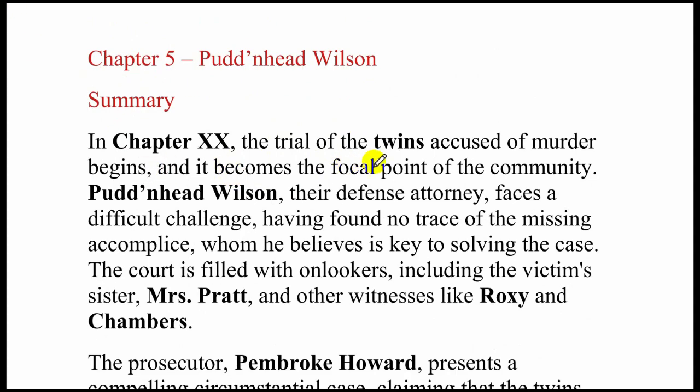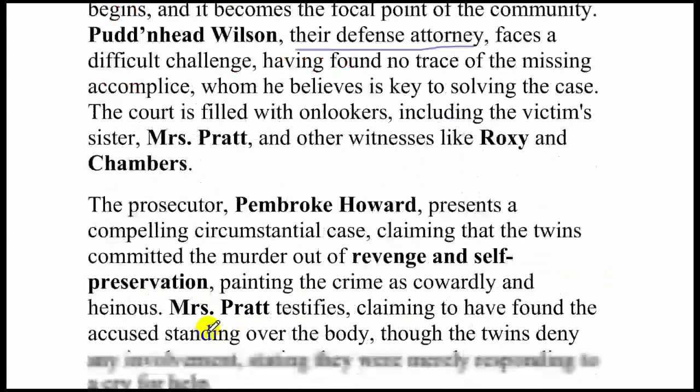In chapter 20, the trial of the twins accused of murder begins, and it becomes the focal point of the community. Pudd'nhead Wilson, their defense attorney, faces a difficult challenge, having found no trace of the missing accomplice, whom he believes is key to solving the case. The court is filled with onlookers, including the victim's sister, Mrs. Pratt, and other witnesses like Roxy and Chambers.